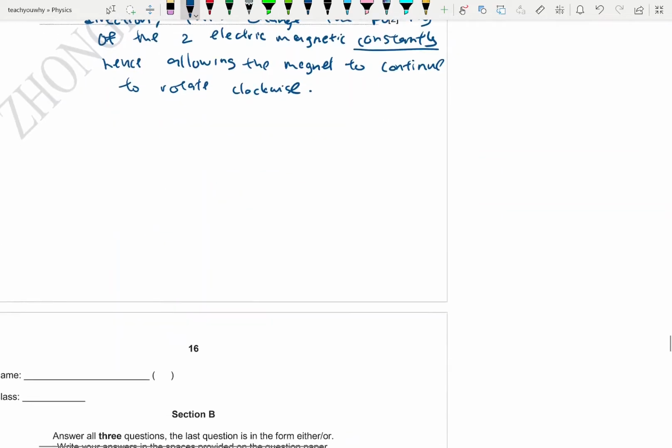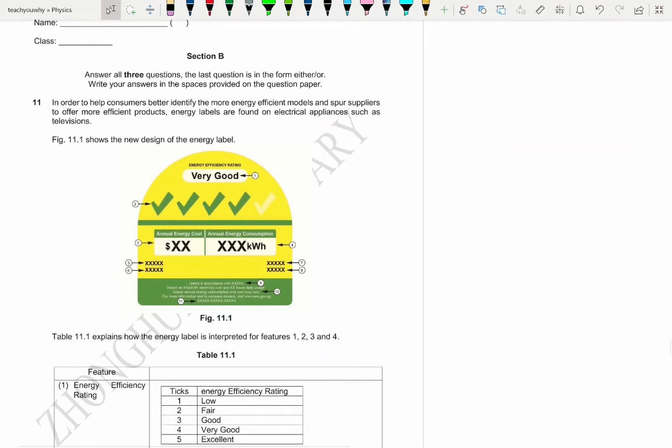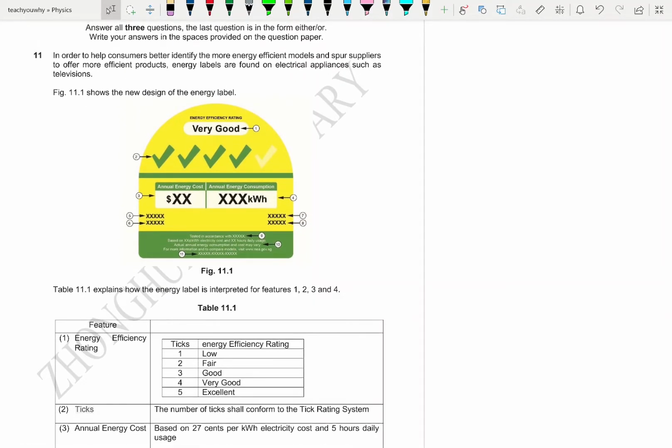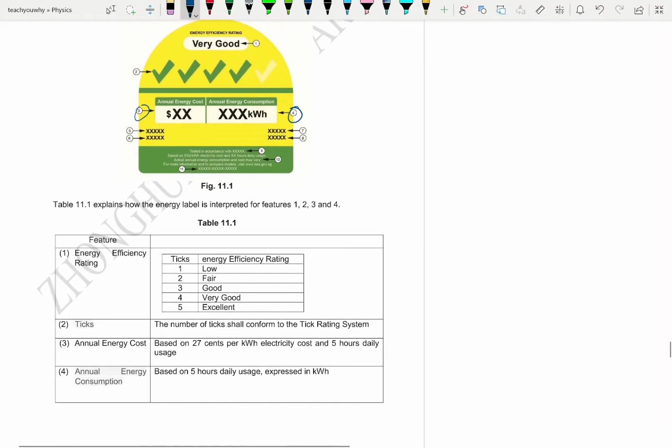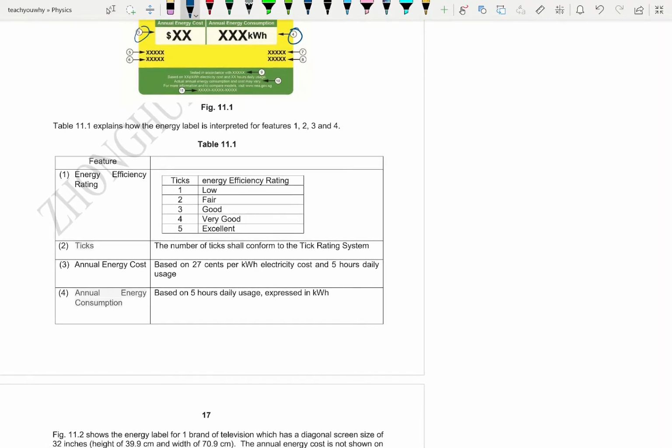Okay, finally, section B. As usual, take note of all the data. Every single piece of data is important. So let's quickly run through. We have a design label, 4 ticks, and then number 3 is the annual energy cost. Number 4 is the annual energy consumption. They never say what is 5, 6, 7, 8, so it's okay, they only care about 1, 2, 3, and 4.